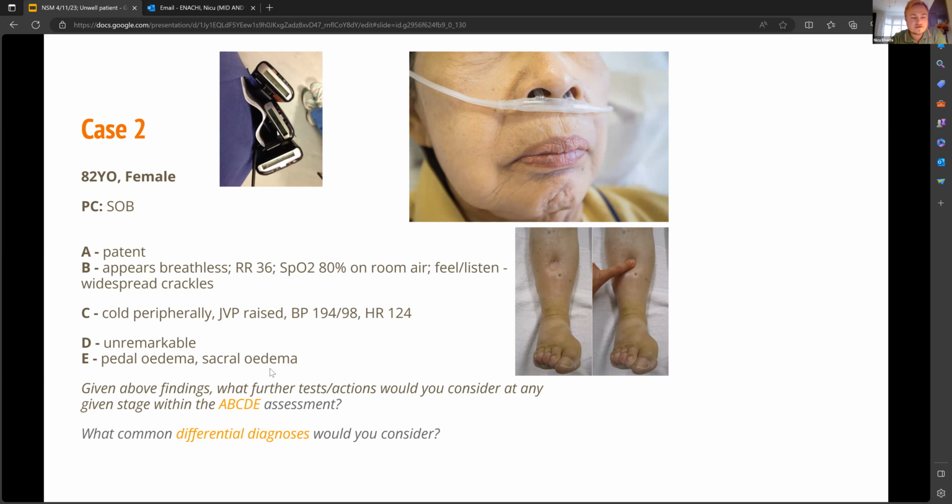So similarly, let me see some answers here about, given your ABCDE assessment, what would be your actions and the differential diagnoses? So focus on your actions as part of your ABCDE assessment. Good. Administer oxygen, do your ABG, do a chest X-ray.